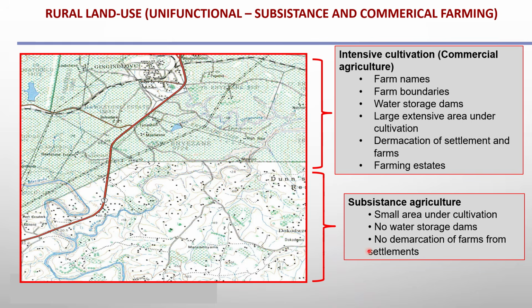There's no demarcation of farms. You see, there's just a farm here, there's a farm here. They don't have these black lines. These black lines are used to demarcate or give boundaries to the farms. Here, under subsistence farming, there are no demarcations of farms. A person just has a farm here, another one has a farm there. There's no boundary around it. And it's on a small scale, to meet the needs of the farmer.